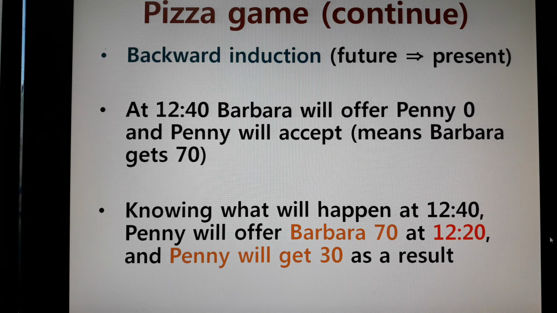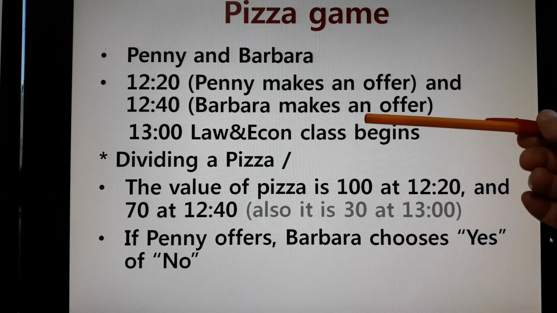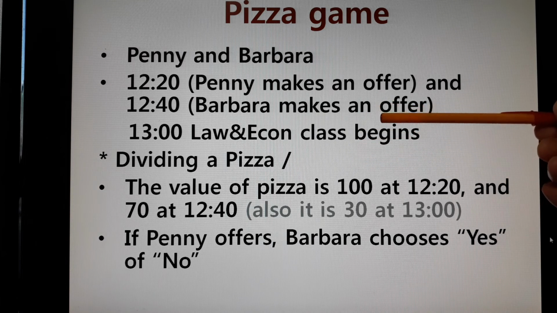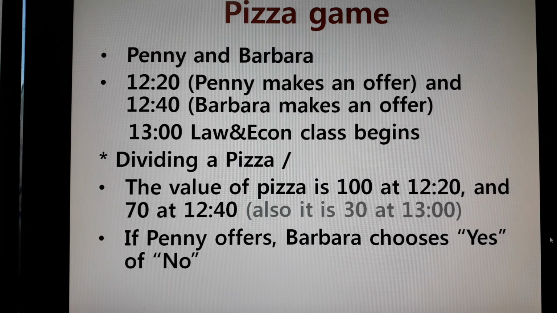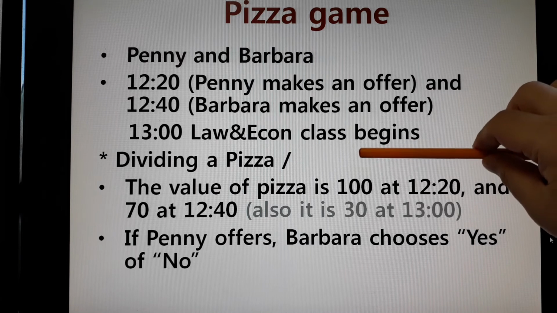Why am I talking about this? Going back, if you are Barbara and Penny at 12:40, when you make a decision, what should you think about? You should think about 1300. What you have to remember is, if I don't make an agreement at 12:40, 20 minutes later, nobody can eat pizza. I cannot eat pizza. I have to go to the classroom with a hungry belly. Okay? So at 12:40, you have to make a decision based on what will happen at 1300.